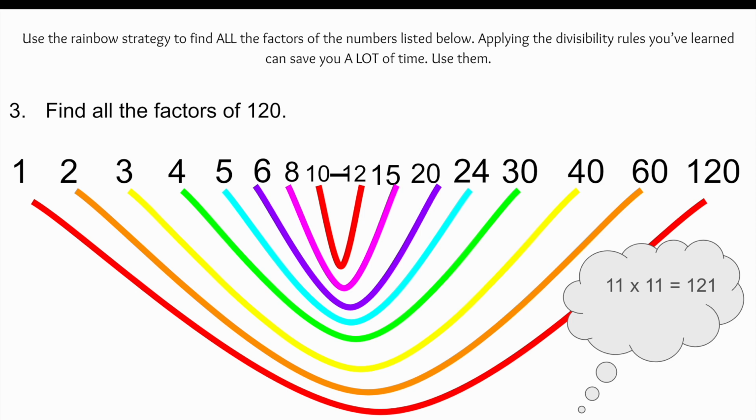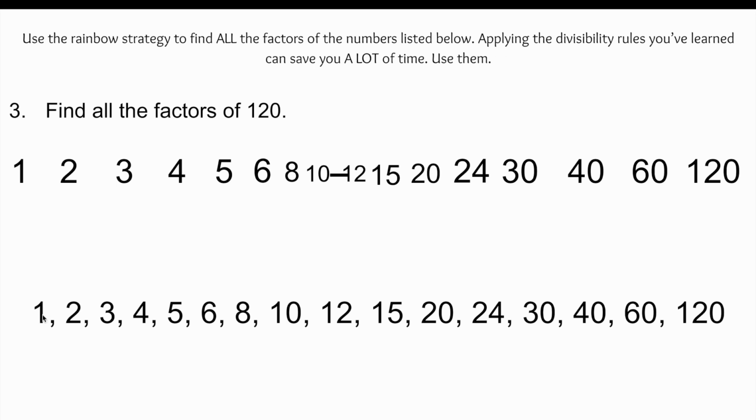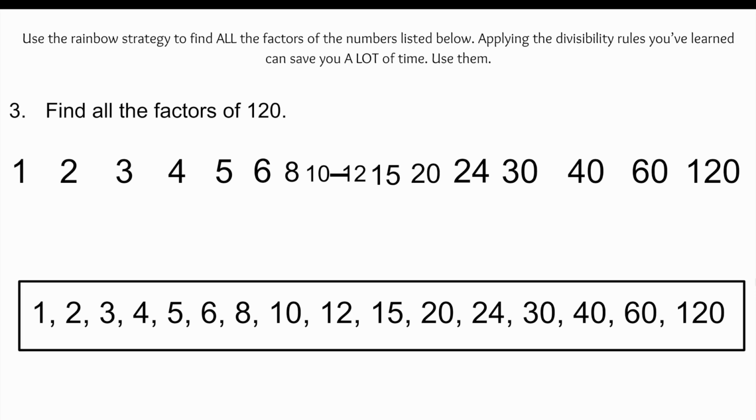Again, this is just the rainbow strategy. This is not the actual answer. The answer is going to be in list form. The actual answer is going to be 1, 2, 3, 4, 5, 6, 8, 10, 12, 15, 20, 24, 30, 40, 60, and 120 are all factors of 120.